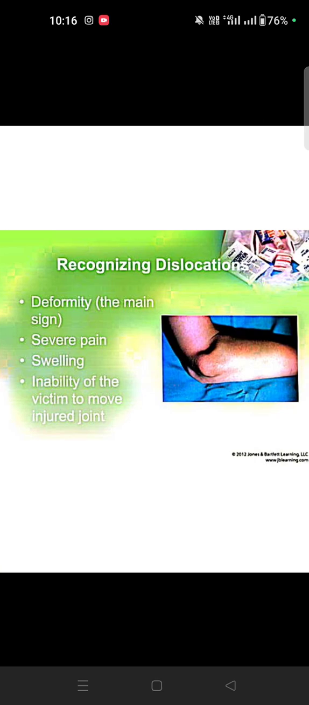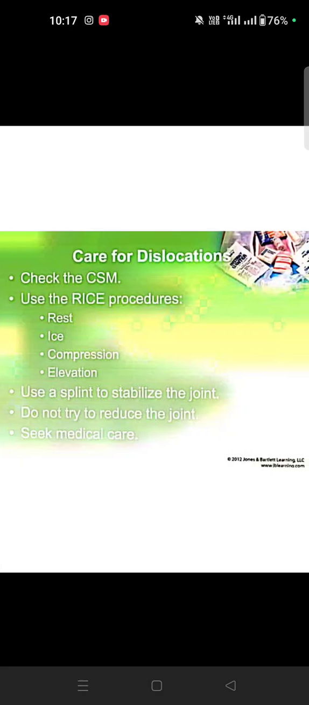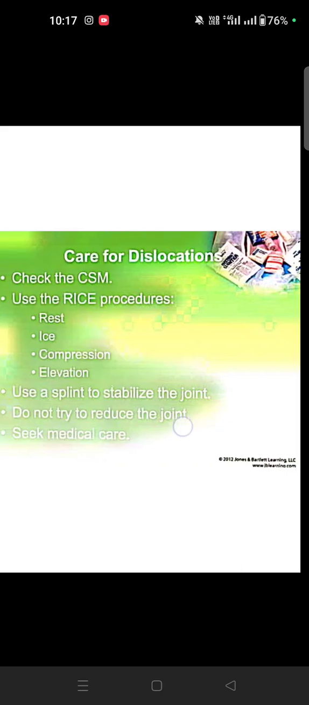Recognizing dislocation, these are the symptoms: deformity is the main sign, severe pain, swelling, and inability of the victim to move the injured part. Care of dislocation: use RICE, meaning rest, ice, compression, elevation. Use a splint to stabilize the joint. Don't try to reduce the joint. Seek medical care immediately.